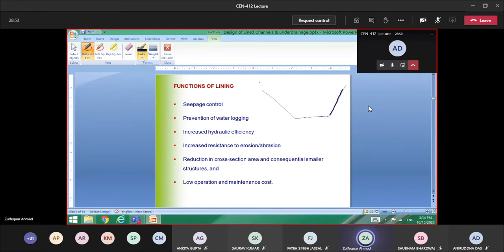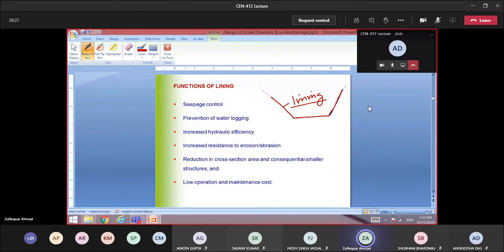Let me use the other color. This lining that is being done is in general impervious. This is the lining that we are providing. In general it is impervious, but not all the time, because we have the boulder lining, and the boulder lining is pervious. Right?